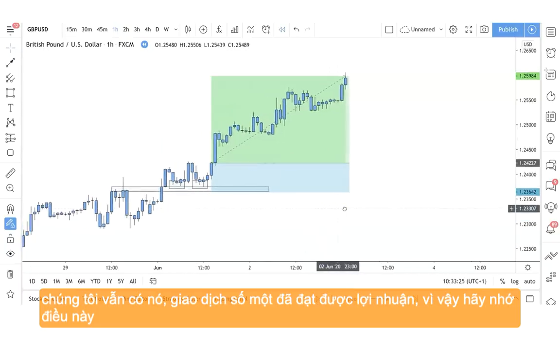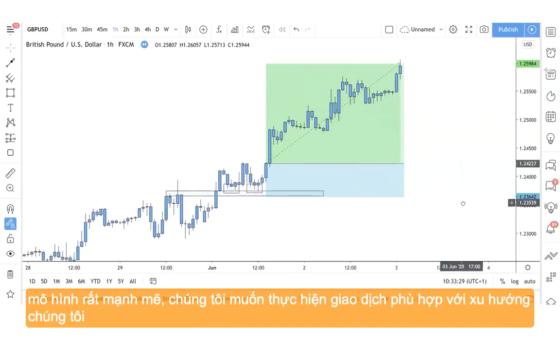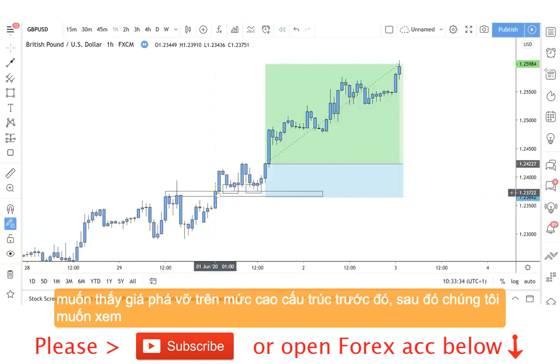So there we have it. Trade number 1 has hit take profit. So please remember, this pattern is very, very powerful. We want to take the trade in line with the trend. We want to see price break above a previous structural high.